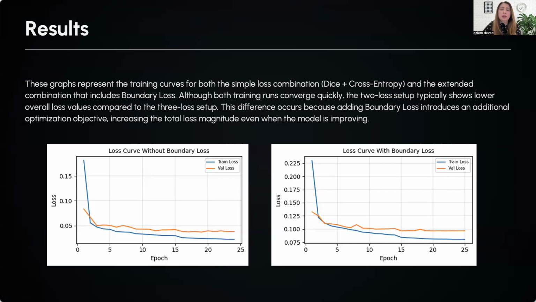Results. These graphs represent the training curves for both the simple loss combination, Dice and cross entropy, and the extended combination that includes boundary loss. Although both training runs converge quickly, the two loss setup typically shows lower overall loss values compared to the three loss setup. This difference occurs because adding the boundary loss introduces an additional optimization objective, increasing the total loss magnitude even when the model is improving.